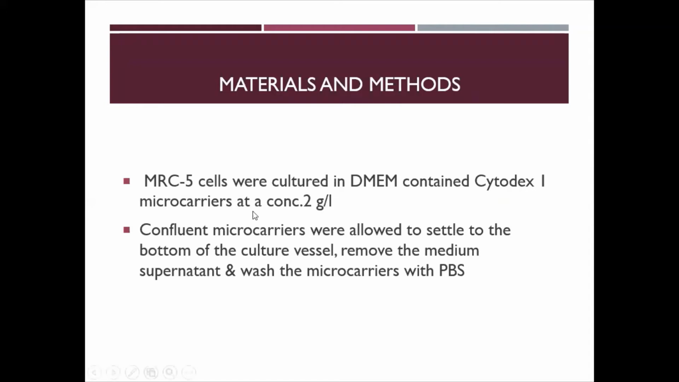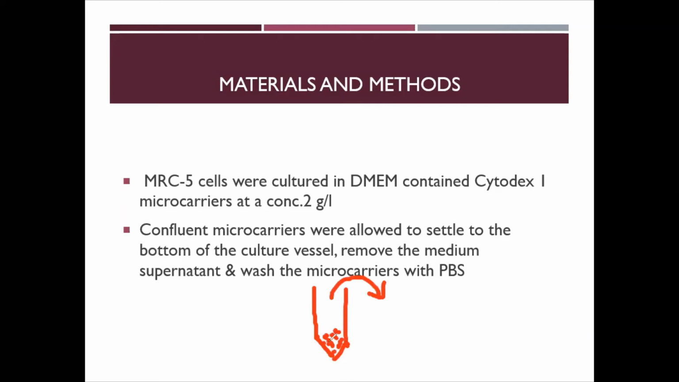Okay. Now, confluent microcarriers were allowed to settle to the bottom of the culture vessel, remove the media supernatant, and wash the microcarriers with the PBS. So what does it mean? Once your culture has been over, you have kept for the estimated time for the doubling. Once you stop the aeration, because of the weight, these beads will get settled over here, right? So remove the supernatant, take the bottom beads, then wash it with the PBS, and then harvest the cells.